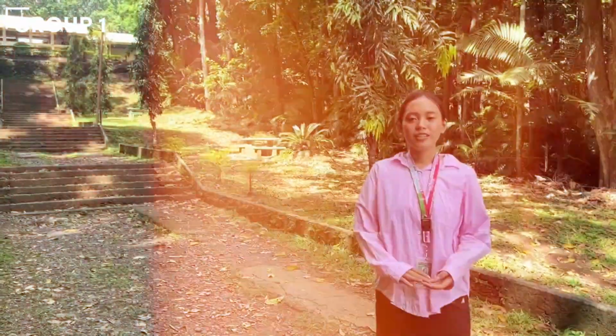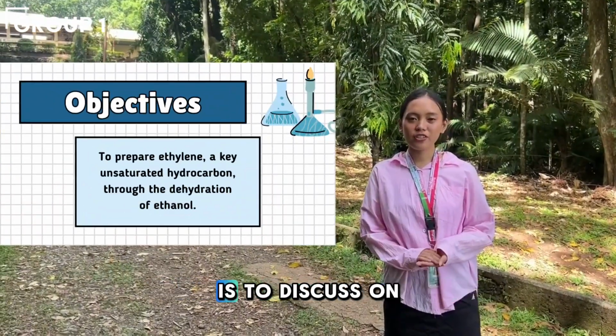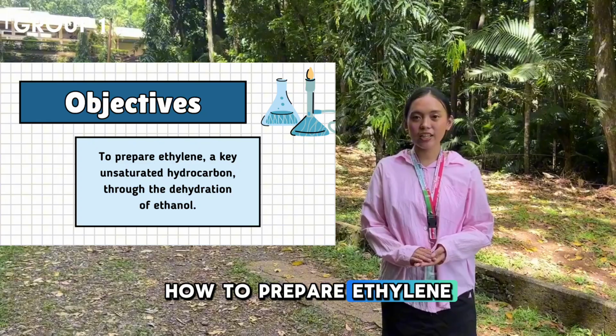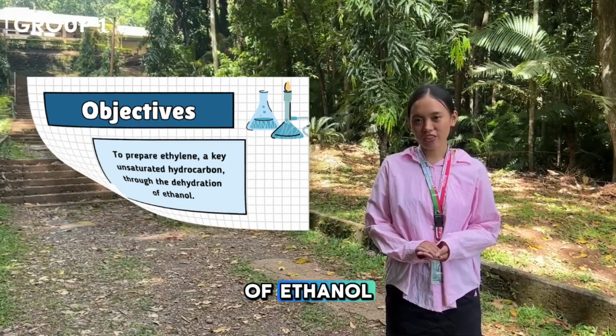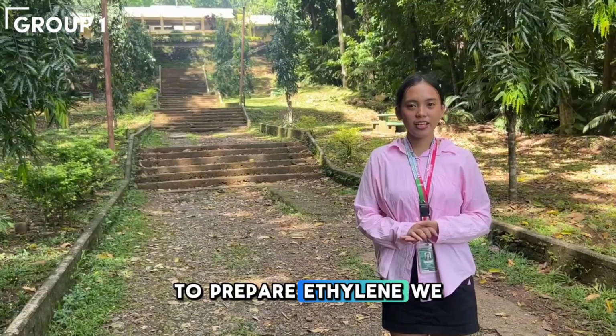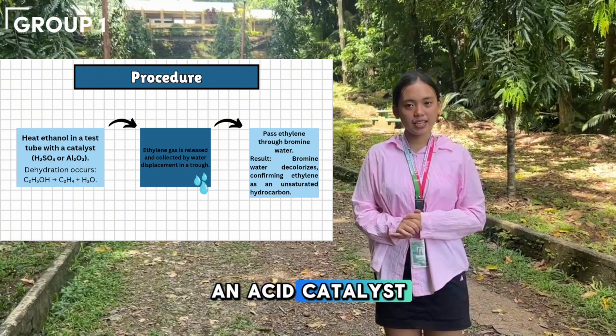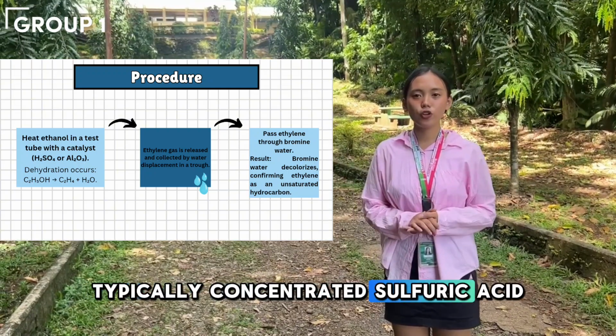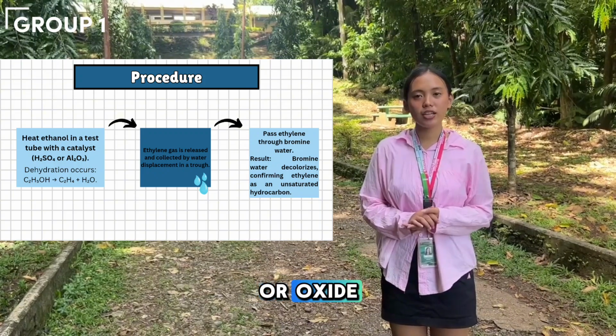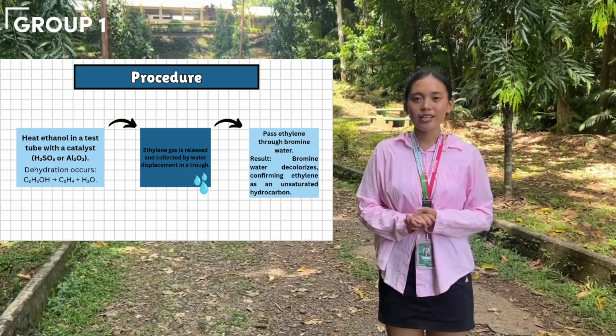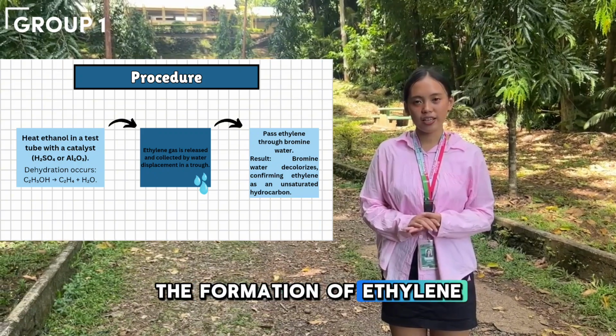The primary objective of this experiment is to discuss how to prepare ethylene through a dehydration reaction of ethanol. To prepare ethylene, we will use ethanol, which will undergo dehydration in the presence of an acid catalyst, typically concentrated sulfuric acid or oxide, to eliminate molecules of water. This then leads to the formation of ethylene.